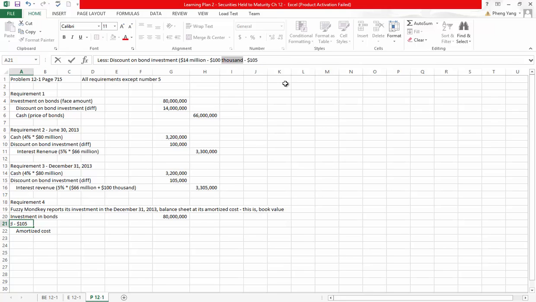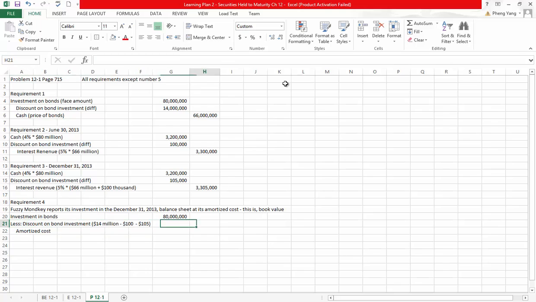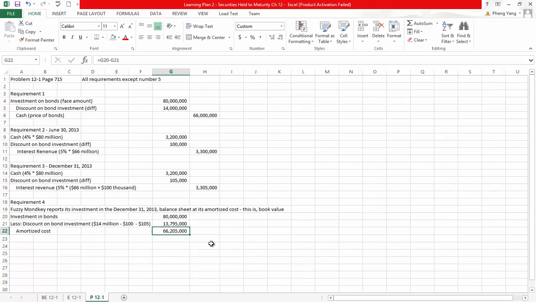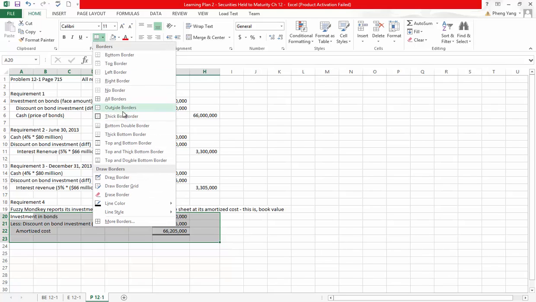I'm not going to write these in here, I don't think I'm going to have room. You know where I got the numbers from. So I take 14 million minus 100,000 minus 105,000. I should get $13,795,000, and my amortized cost then is going to be the difference between the two, $66,205,000. So that's going to be my amortized cost, and this is how it's going to look in the balance sheet of Fuzzy Monkey.